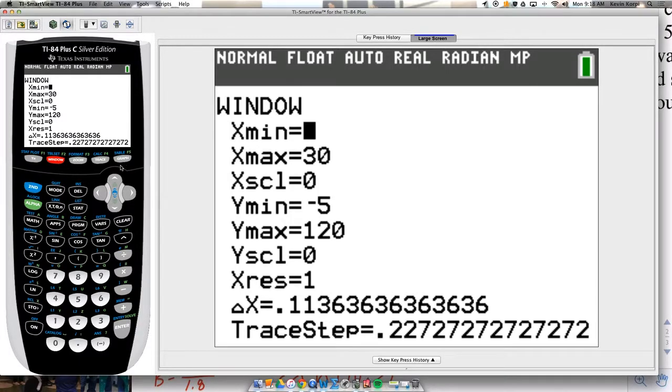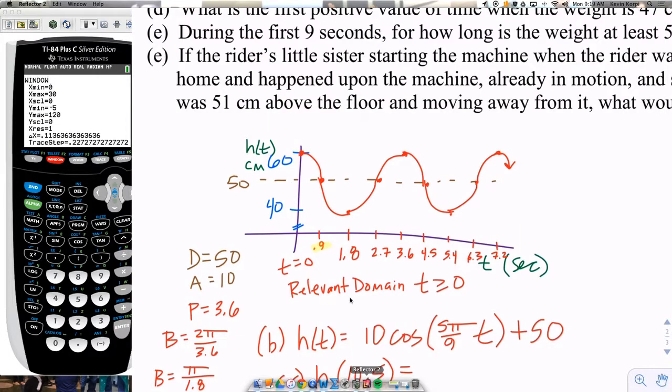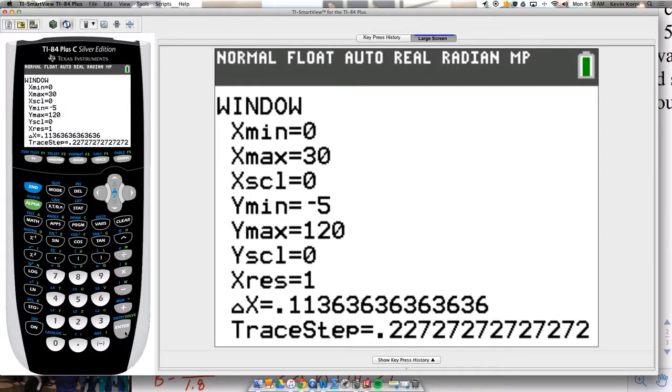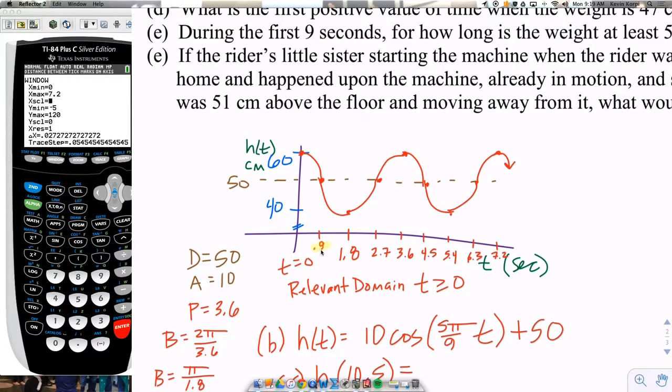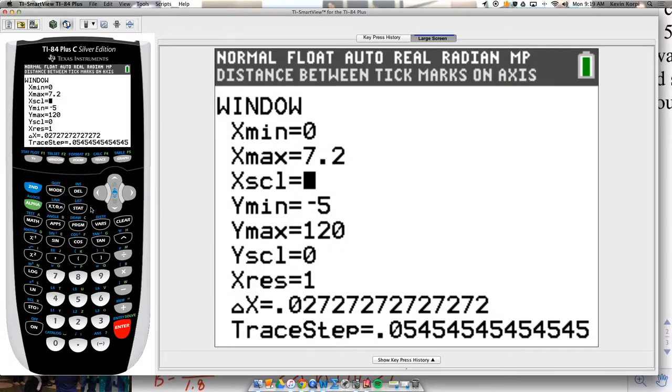Let's go to the window. The window is now going to be easy because of what we've already done. We are graphing it from x equals, or t equals, 0 to, mine went out to 7.2. So I'm going to set my x min to 0, my x max to 7.2. For your scale, you can always leave it at 0. But if you want, you can set it to your quarter cycle counting interval, which was 0.9. That would allow you to see the critical values at a mark, but you can leave it at 0.